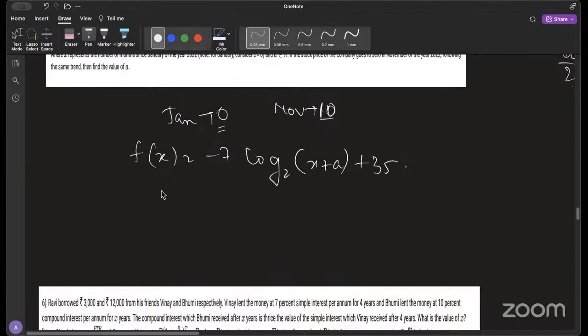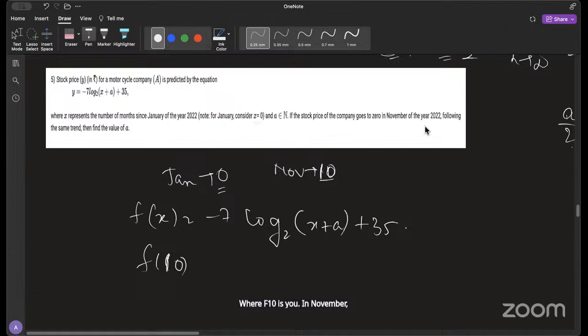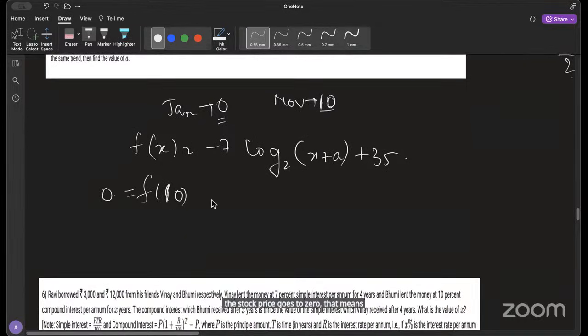So they say that in November, your f(10) is 0. In November, this becomes 0, right? The stock price goes to 0. That means your f(10) is 0. That means minus 7 log base 2.